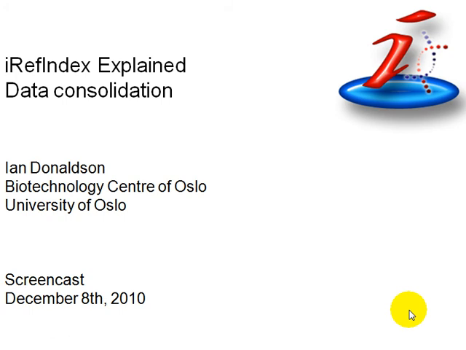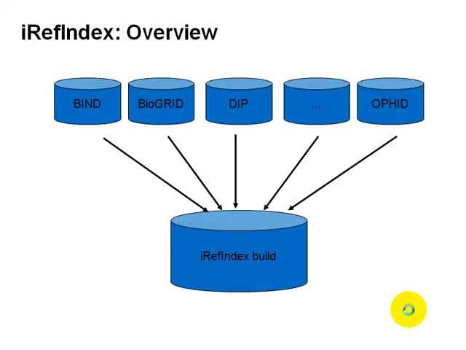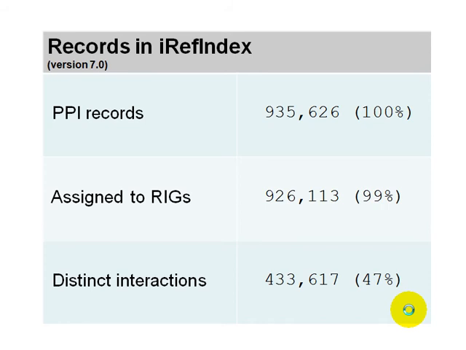In this video I'm going to talk a little bit about the data consolidation process that is used by iRefIndex. In the last video I showed you that the iRefIndex build database consolidates data from about 10 different interaction databases. I also showed you that we started with about 1 million protein-protein interaction records, but only ended up with less than 500,000 distinct interactions, meaning interactions that involve the same two proteins, regardless of how they were shown to interact or what kind of interactions they had.